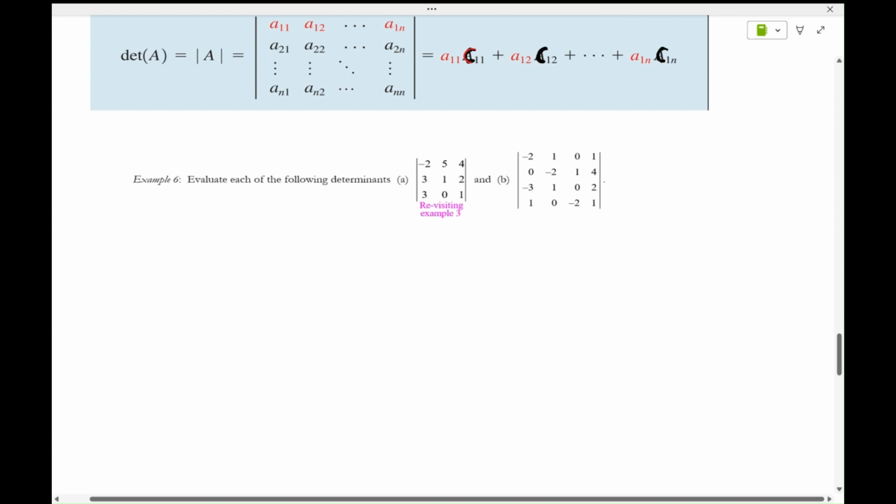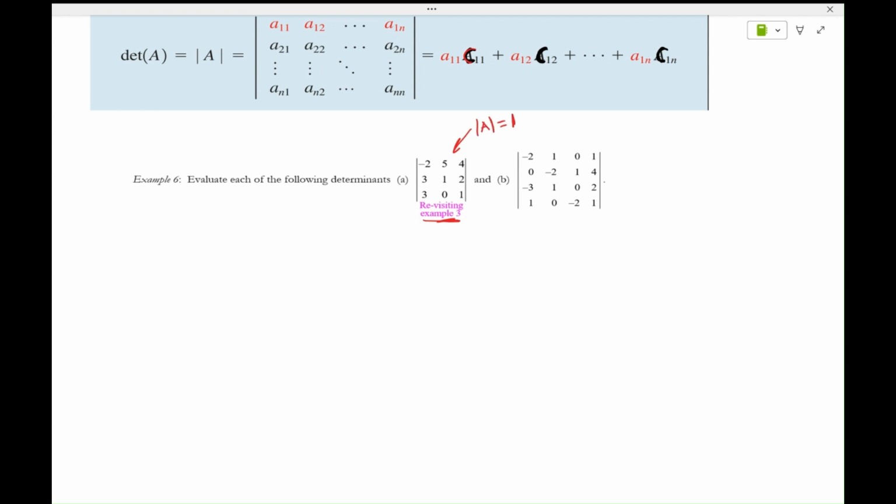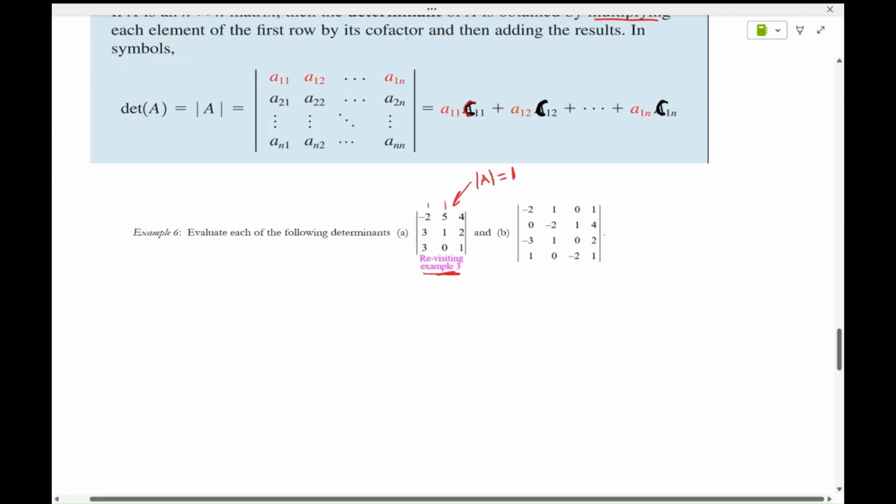Now, if you look at example 6, it says evaluate the following determinant. If you look at this matrix carefully, we have done this matrix in example 3, where we used the Sarrus rule. If you check the last video, you will see that we got the determinant to be 1. We remember the Sarrus rule, where you copy and repeat these 2 rows, then you draw the diagonals. But now we're going to use a different method to solve this one, this particular method here.